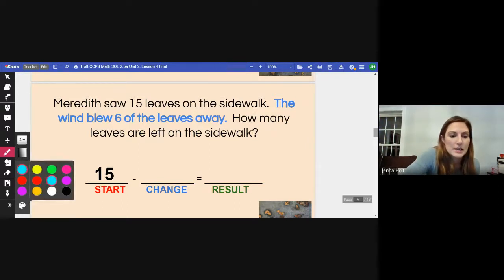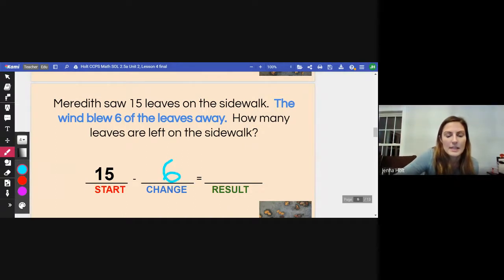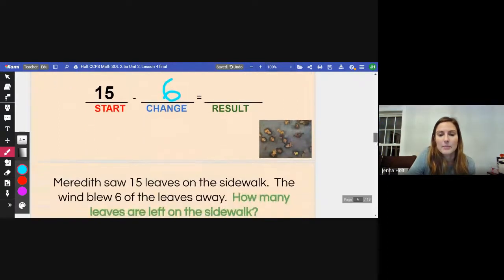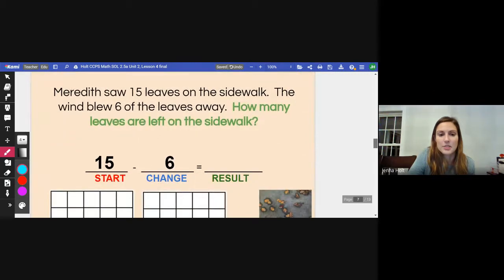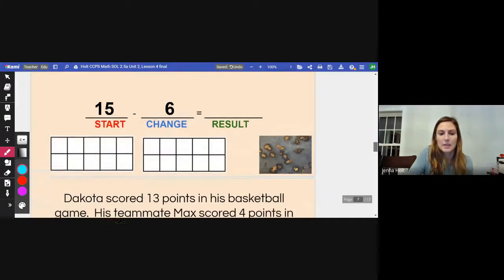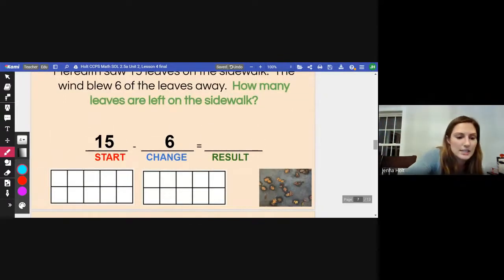So 15 minus six, and I have to figure out my result. We're going to make sure that we use our 10 frame today to show how we were able to solve for that. So taking a look at my start, I'm going to go ahead and draw 15 dots on my 10 frame. I'm going to put that in red so it matches our start. 1, 2, 3, 4, 5, 6, 7, 8, 9, 10.